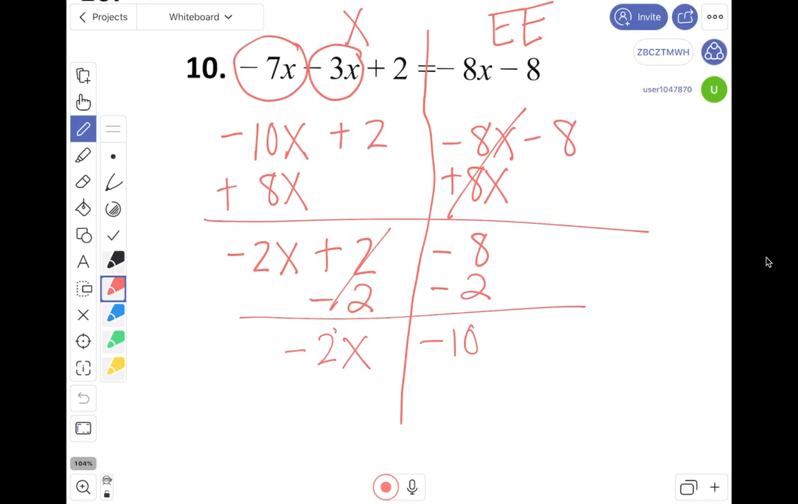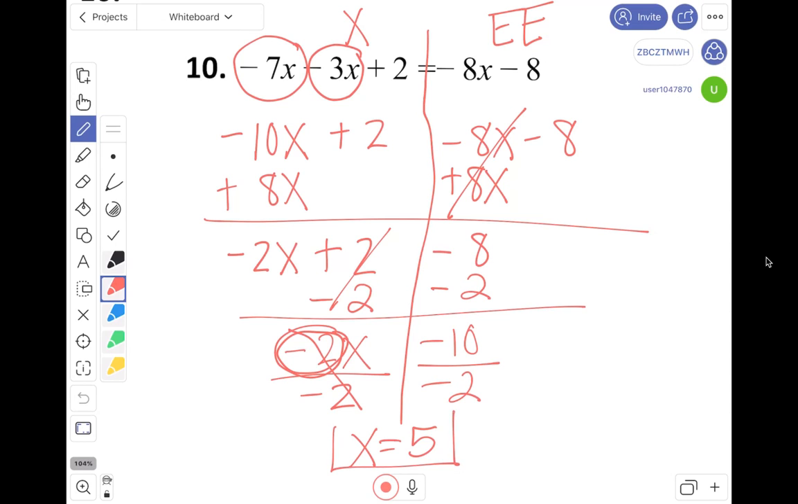And then I divide by my coefficient, so this negative 2. And I have to do it to both sides. Well, negative 2 on top and bottom goes away. I'm left with x equals, a negative divided by a negative is a positive. 2 goes into 10 5 times. So x equals 5. Now, the other way I would do it would be to get on Desmos.